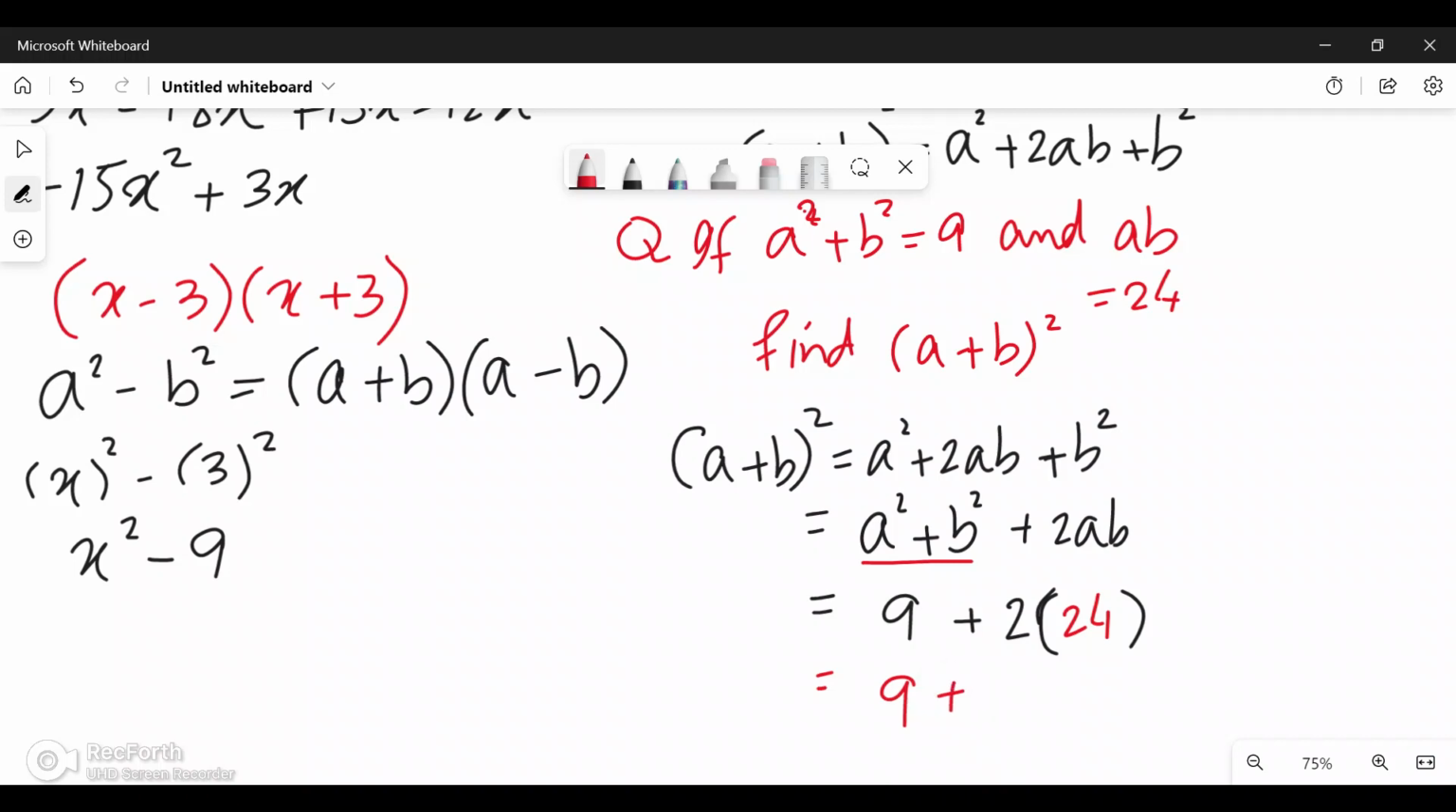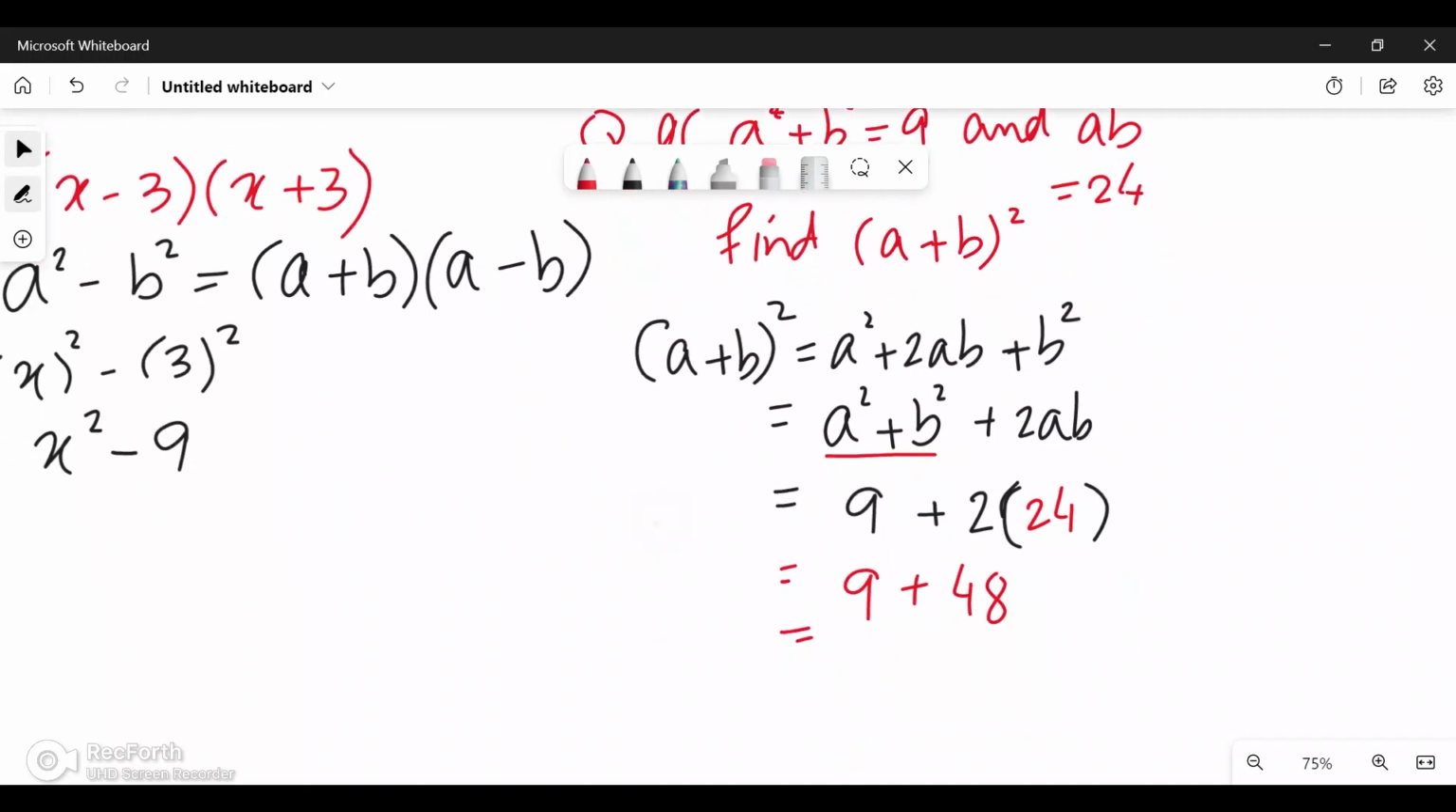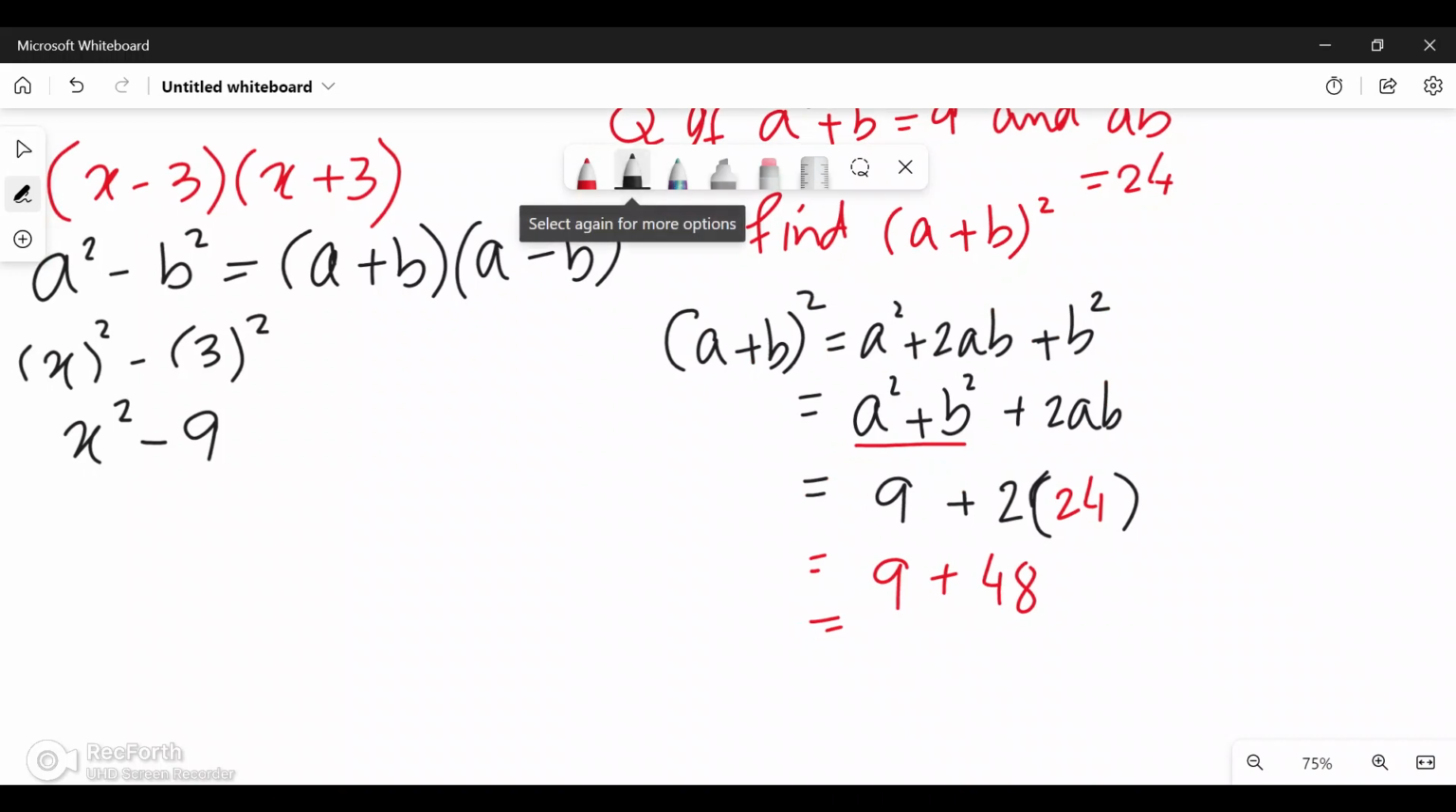9 as it is. 24 times 2 is 48. So you can add these two, and this will be the value of a plus b whole square. 9 plus 48 will give us 57. It means a plus b whole square is equal to 57.